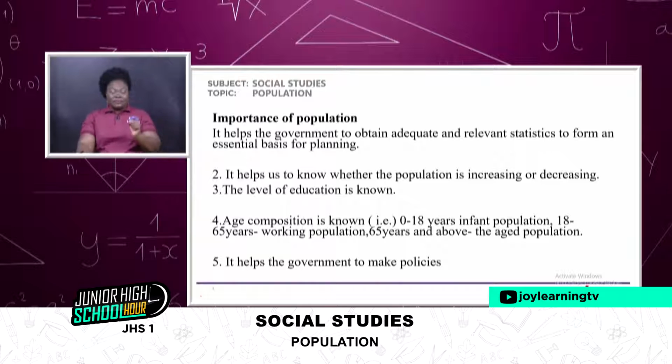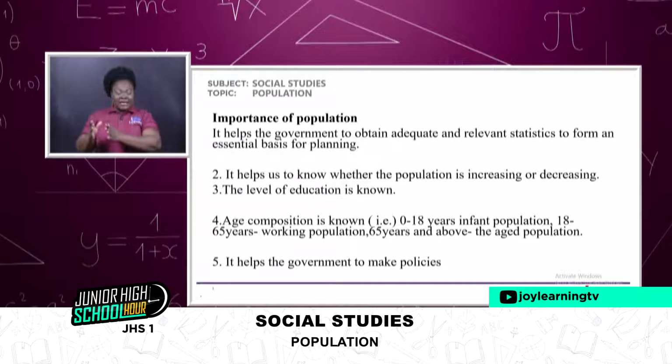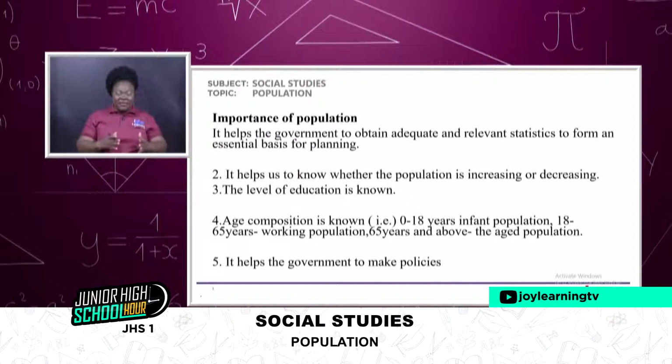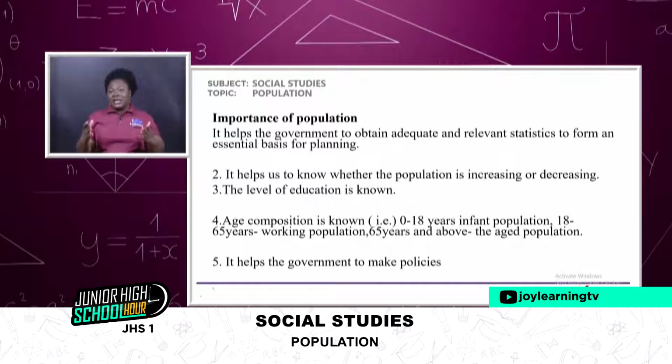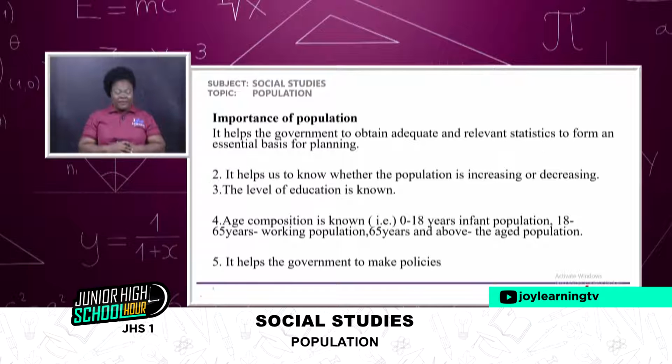During the population census, you were able to get the age range of people. Let's say, for example, people who were born to 18 years, they know there are maybe 35 million people. And then the infant population, or 18 years to 65 years, these are the working class, the working population. And then 65 years and above, that's the aged population. So all these things are important on population. Five, it helps the government to make policies. Remember, I just said that, policies.